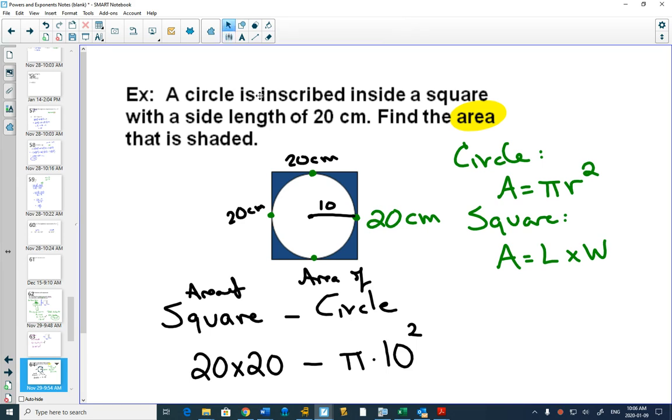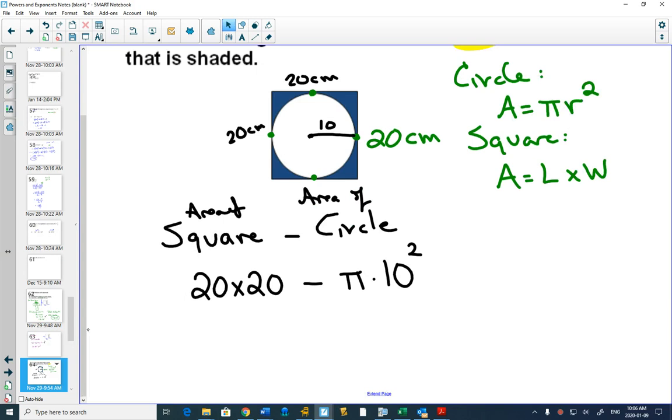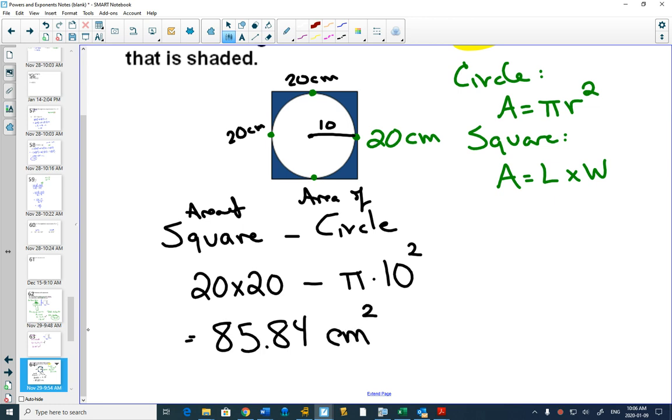At this point, we can go to our calculator. 20 times 20 minus pi times 10 squared. And we're left with 85.84. It's an area question, centimeters squared. First of all, if this was a chocolate bar that was 20 centimeters by 20 centimeters, let's imagine it. That's about 20 centimeters by 20 centimeters. That's a big chocolate bar.